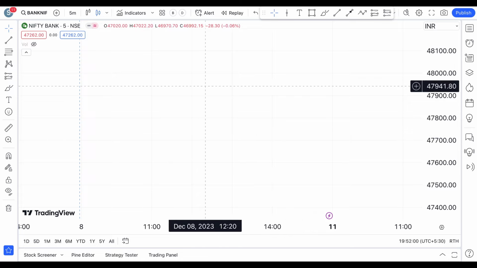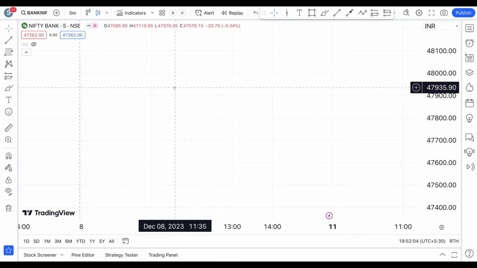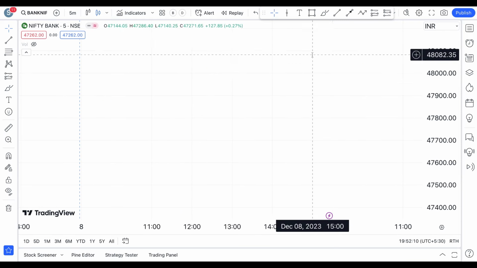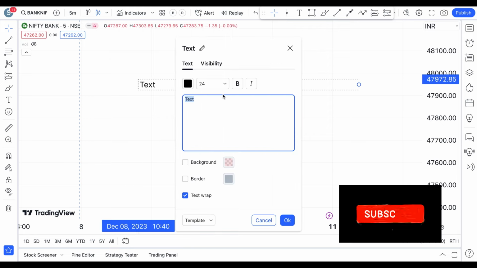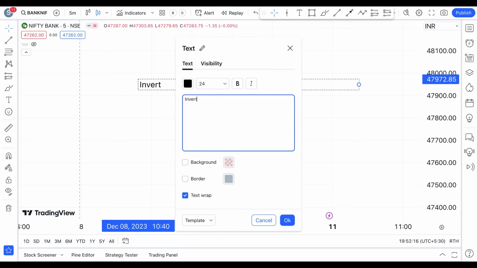You would have known by the title that we are going to learn about a candlestick pattern called the inverted hammer. Let me just write that here. As we always do, we use TradingView charts itself to cover any of our explanation. So right there is the inverted hammer, the title for today.